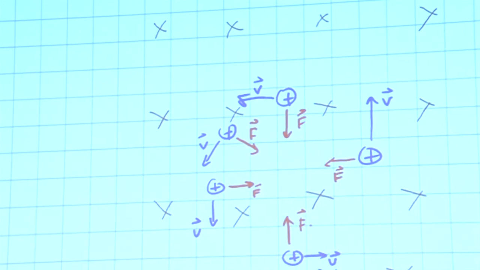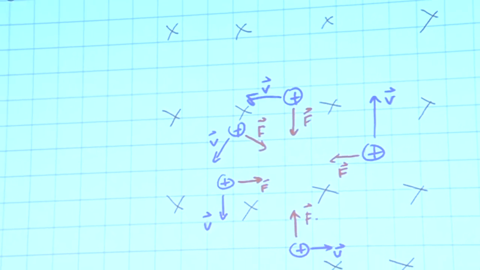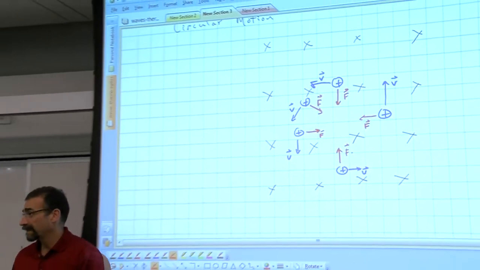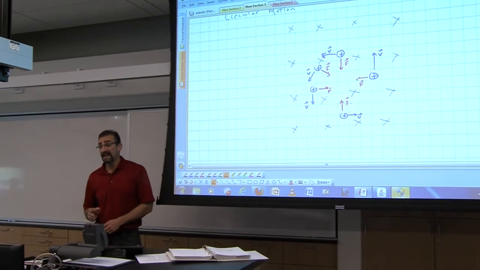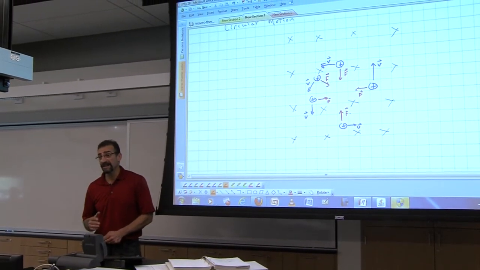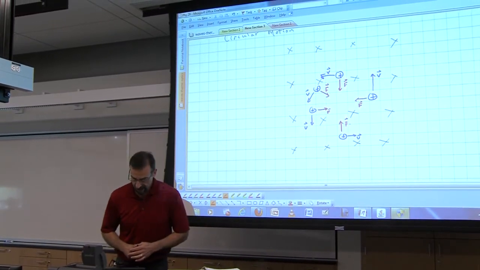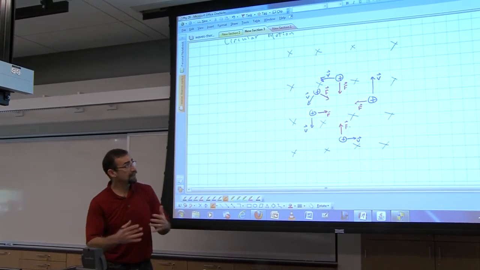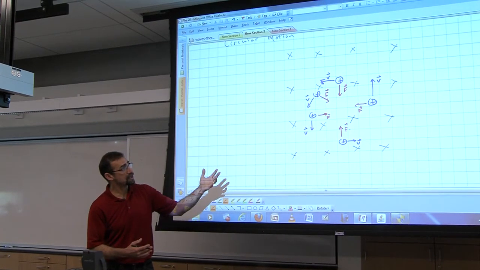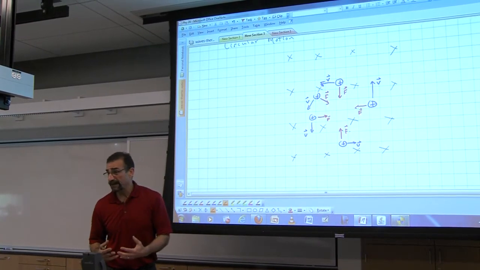Circular motion. Because the force is always perpendicular to the velocity, it changes the direction of the velocity. It does not change the magnitude. It cannot change the magnitude of the velocity, but it can change the direction. And so if everything is just right and we get circular motion, we know something about circular motion.